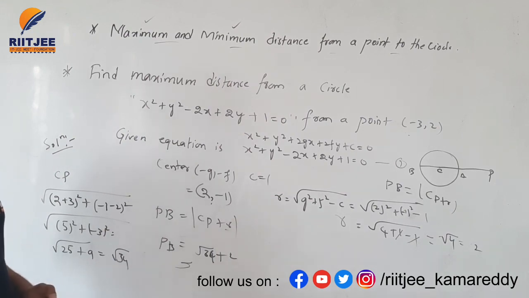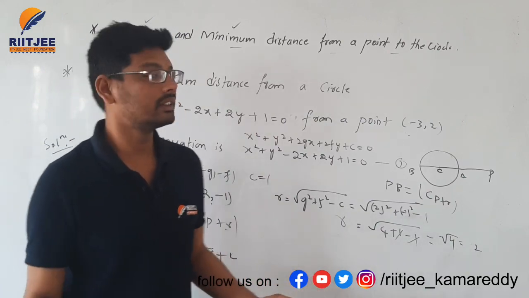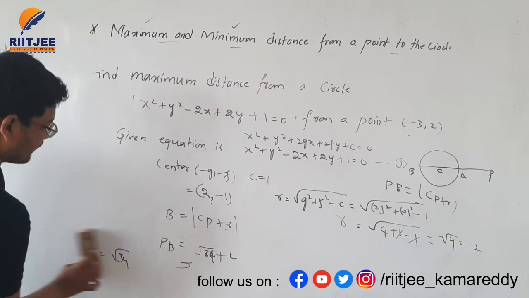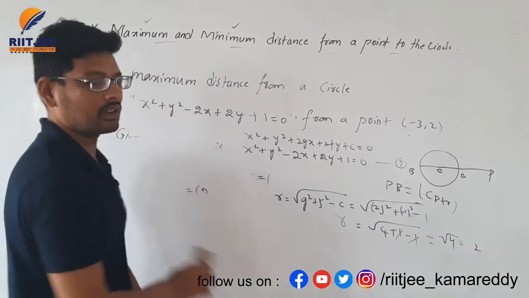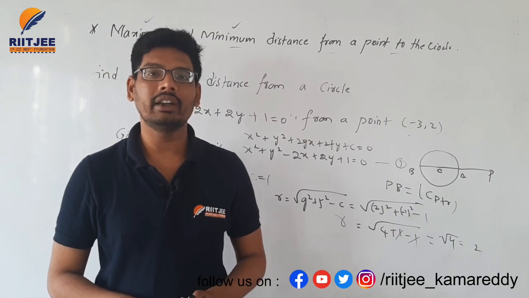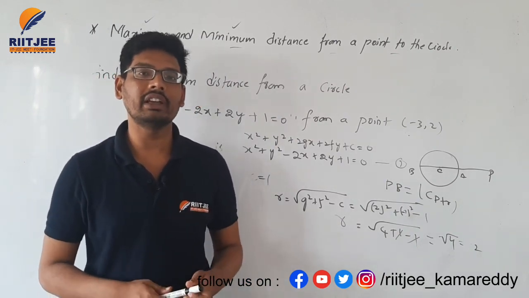This is all about the maximum and minimum distance, and the last concept is the equation of a concyclic point and the condition for concyclic points. This is all about concyclic points, the equation of a circle, the condition, and the maximum and minimum distance of a circle. Thank you once again.